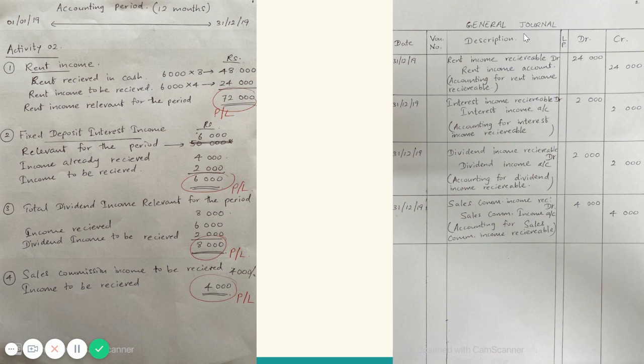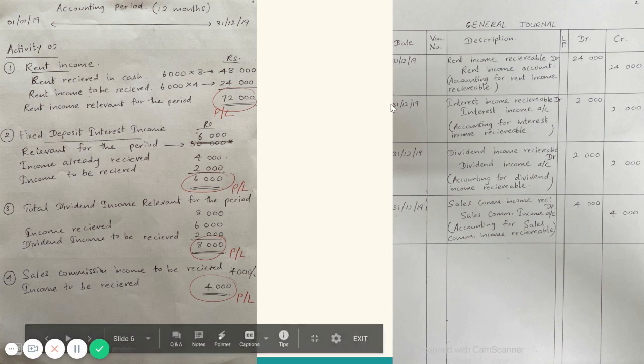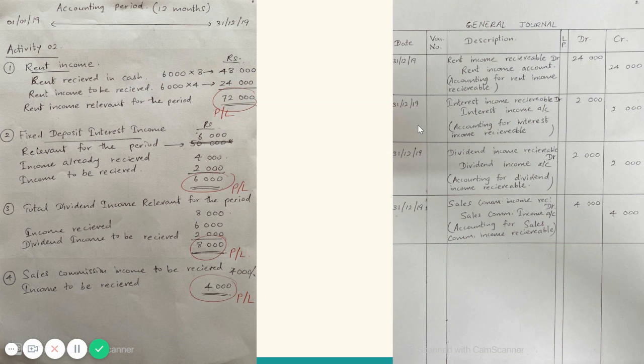To remind you, here also you have to use the full format of the general journal. And on the last date of the accounting period, we are going to do the adjustment. The rent income receivable will be debited only by 24,000, which is the to-be-received amount. Only the amount to be received will be recorded, and the relevant income or the rent income account will be credited by another 24,000.